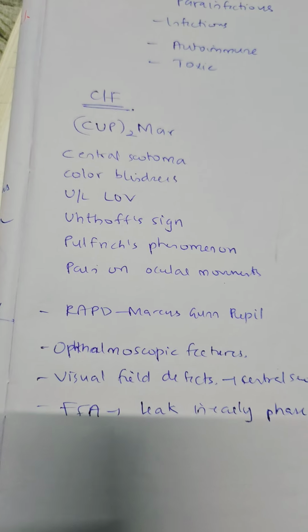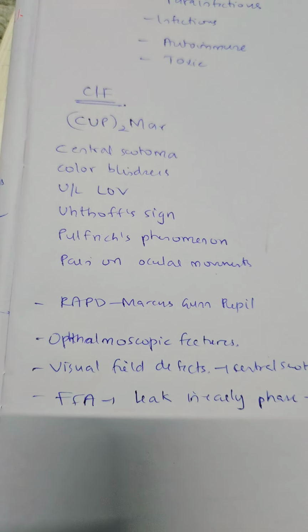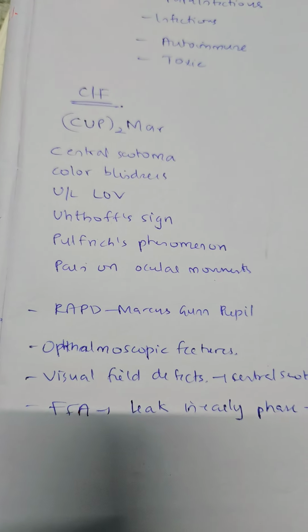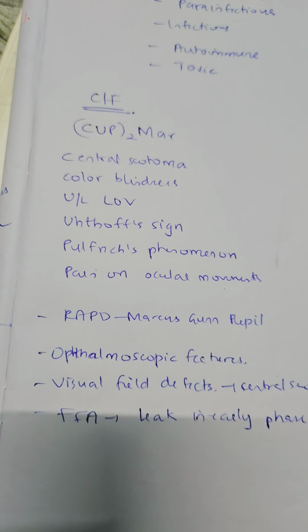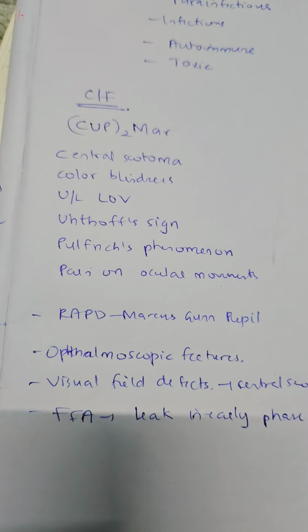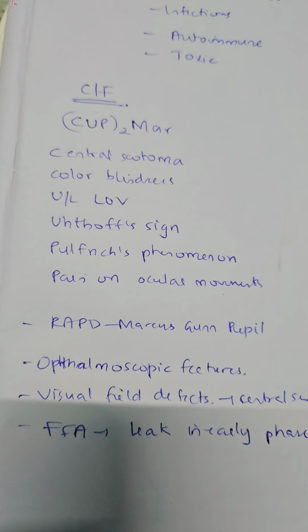color blindness; unilateral loss of vision; Uhthoff sign, that is the vision loss increases on exposure to heat and also on exertion, and reduces vice versa. And Pulfrich phenomenon is the absence of depth perception, especially on moving objects.